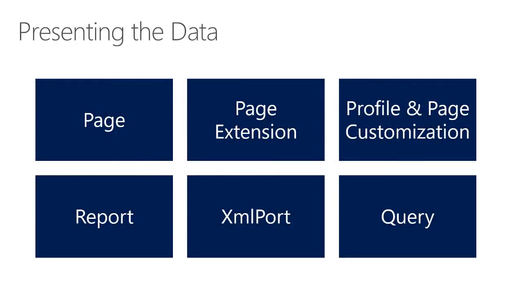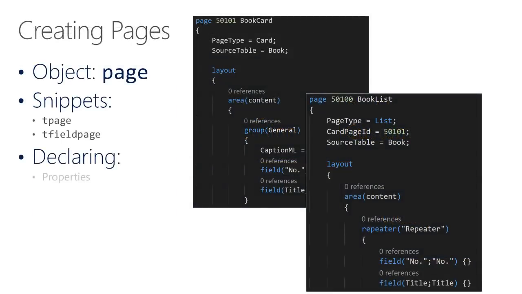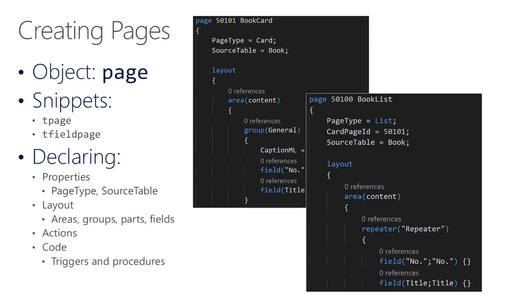Presenting the data works with pages, page extensions, profile, and page customizations. There's a difference between a page extension and a page customization. Then we have reports, XML ports, and queries. Those object types are all used to present the data to the user. Let's go into the first really important object type, which is the page. And the object is called page.